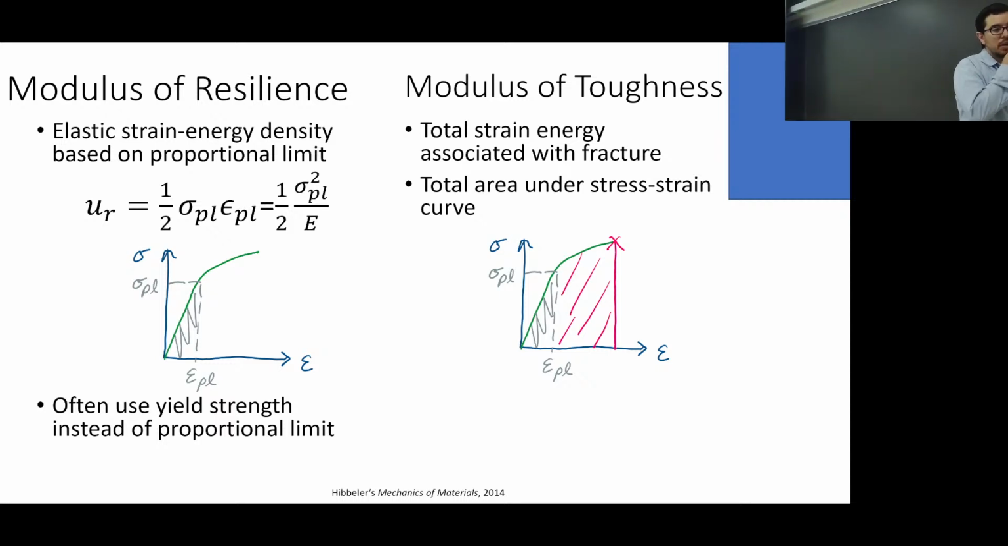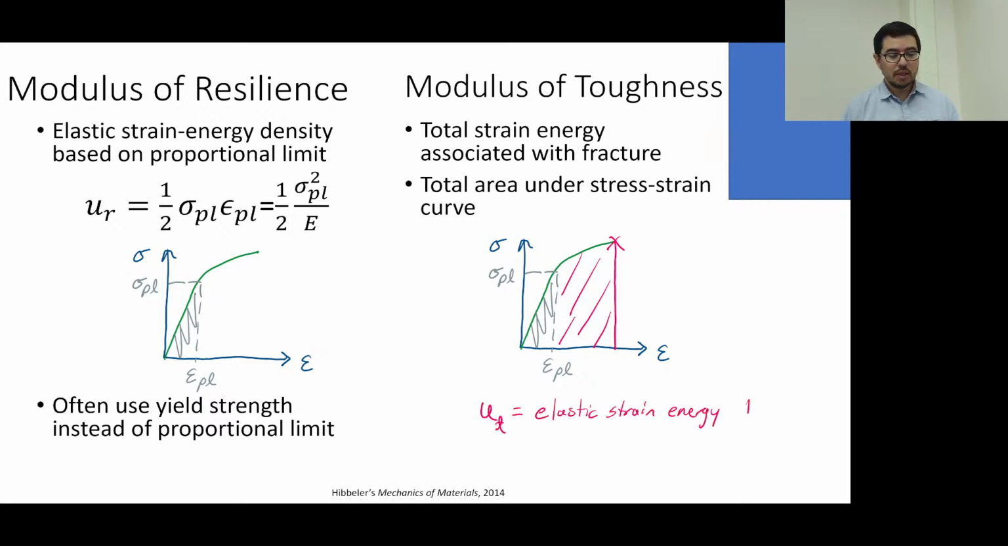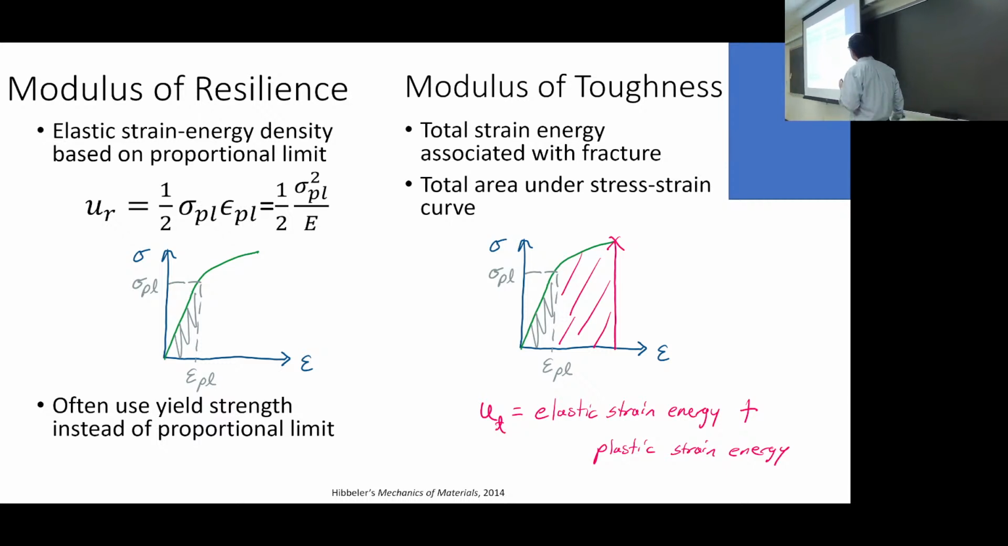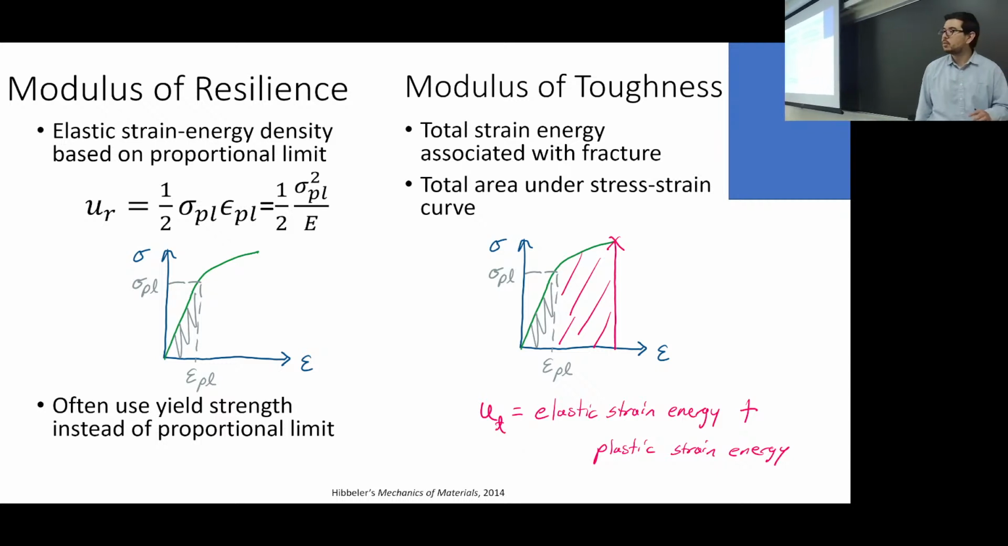And this is where having a model, like the linear elastic perfectly plastic model, can be helpful to make these calculations. So if we look at this, the modulus of toughness is often given by UT, and the modulus of resilience, so T is for toughness, R is for resilience. That's how we simplify it. Any questions on this?